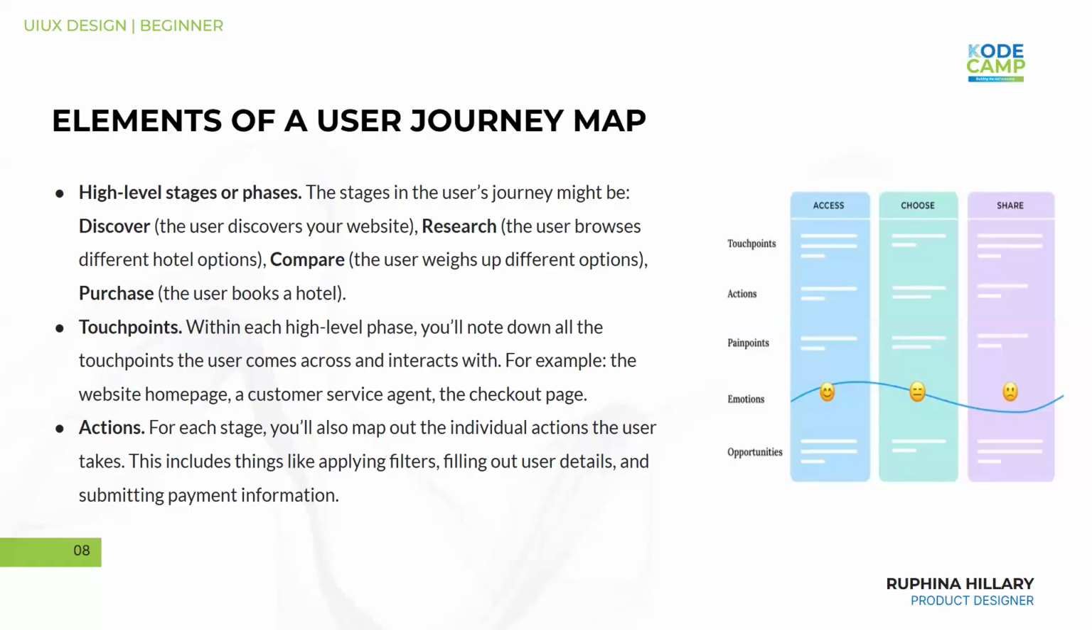So for the research, there are some actions you can see here: scrolling through the website, using filters to find different hotel options, using the search bar. These are actions being done at this research high level stage.